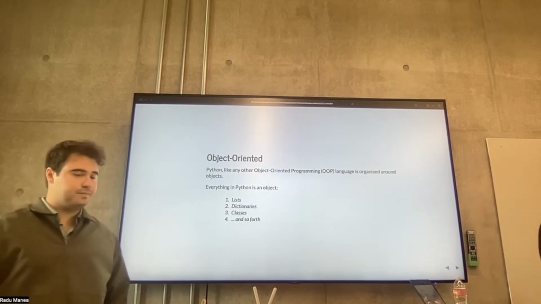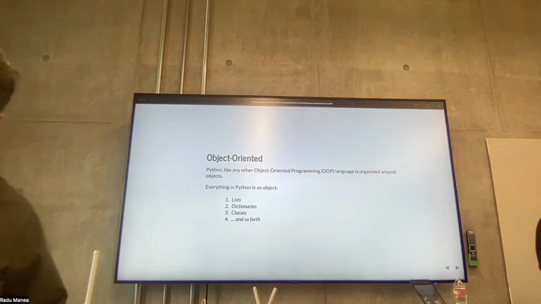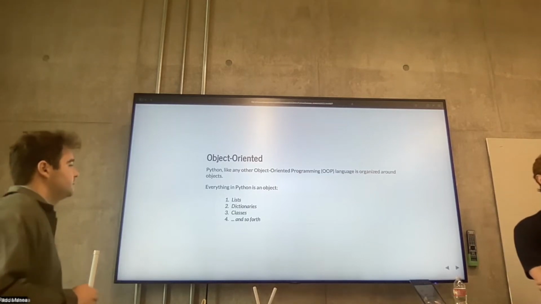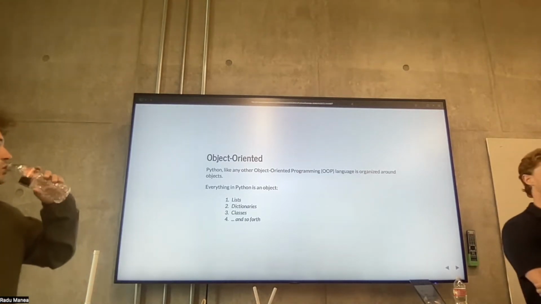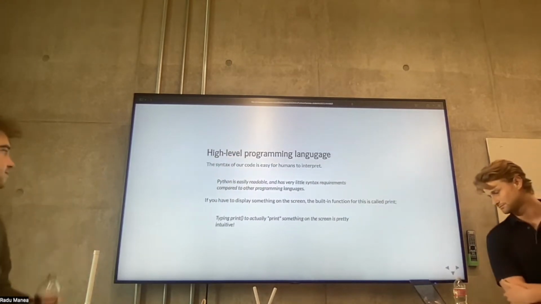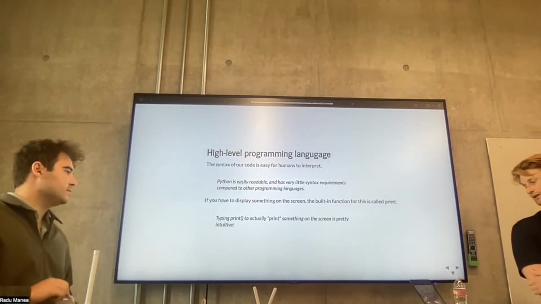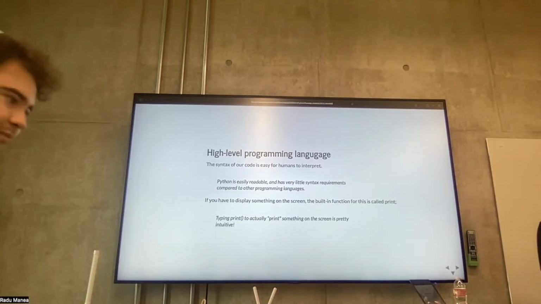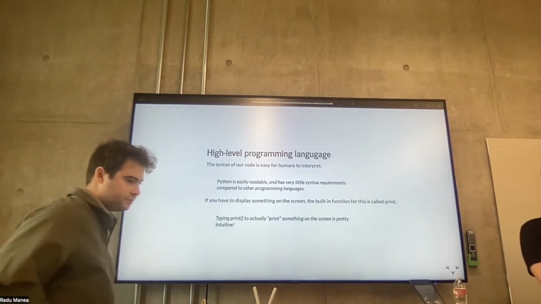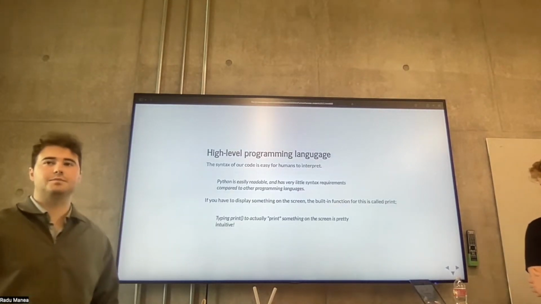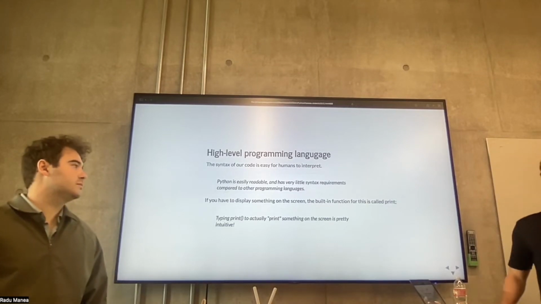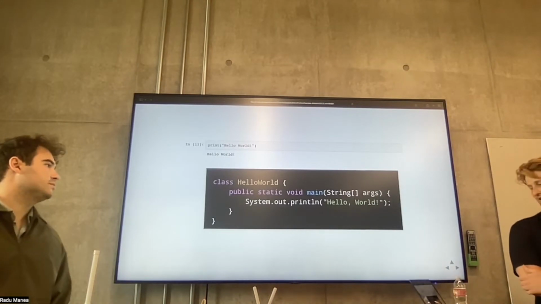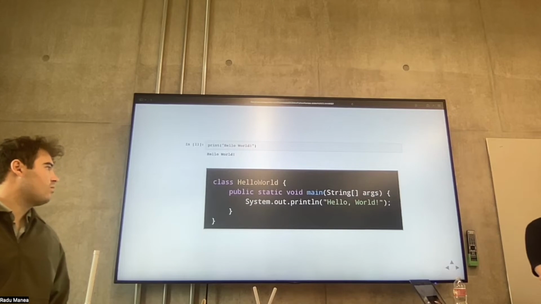It's also object-oriented. Python, like many other object-oriented programming languages, is organized around objects. Everything in Python is an object, even ints, strings, lists, dictionaries, classes, everything. It's a high-level programming language, which means the syntax is very easy for humans to interpret, which makes it very easy to read, and you don't have as many syntax requirements compared to other languages. One example I'll show you is that printing in Python is a lot simpler than in Java, in which you have to define a class, define a method, and then do system.out.println.